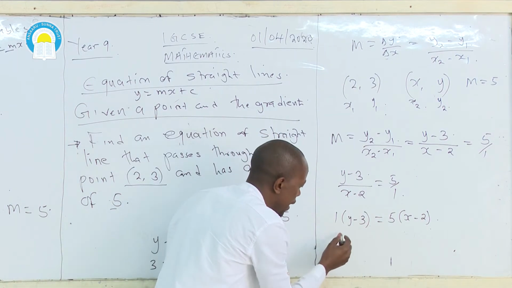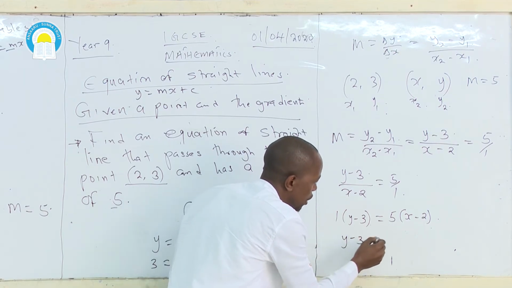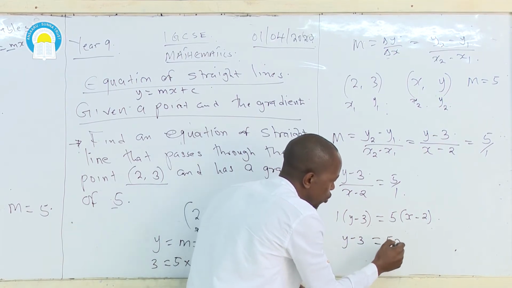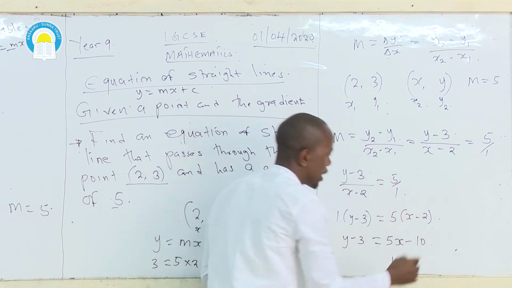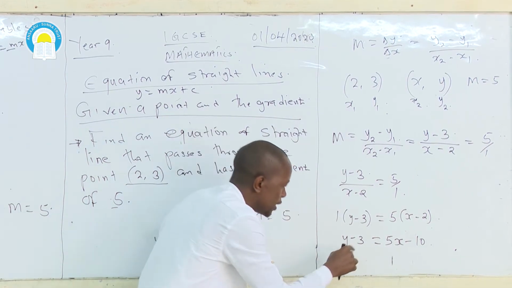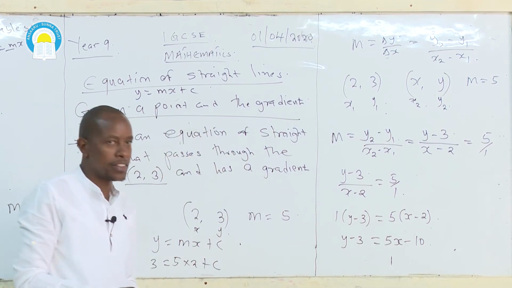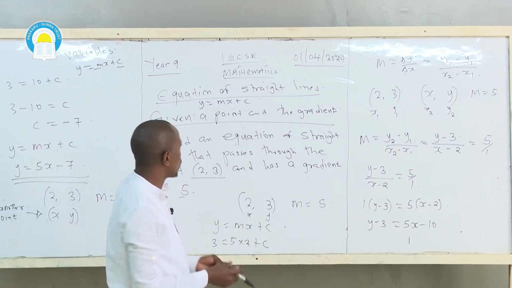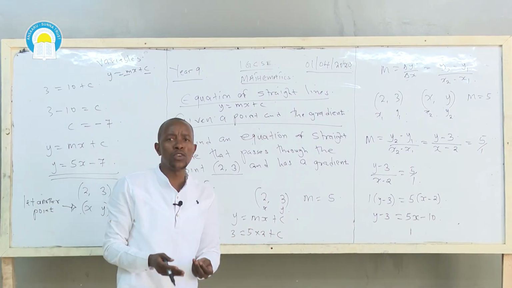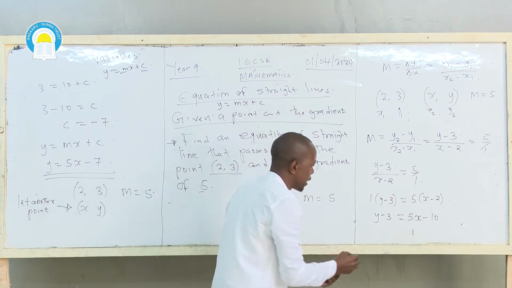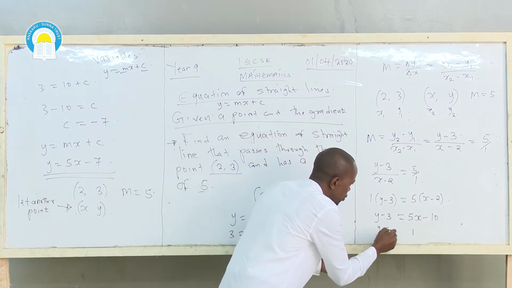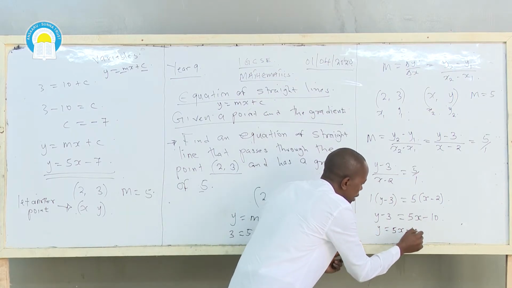Now 1 times y, 1 times negative 3, we have 5 times x, then you also have 5 times negative 2, that gives us negative 10. Now, let's take this negative 3 the other side. Remember, whenever you're finding the equation of a straight line, ensure that your equation is written in the form of y equals mx plus c. So you're going to have y equals 5x minus 10 plus 3.